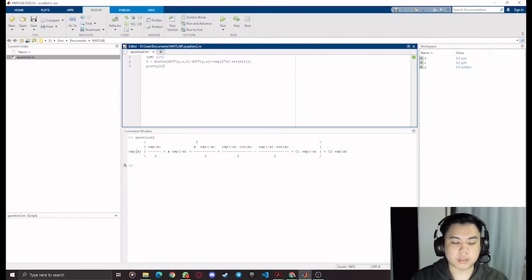That is exponent x in bracket exponent x over 2 plus x exponent negative x plus x squared exponent negative x over 2 plus exponent negative x times cos x over 2 minus exponent negative x and x over 2 plus c1 exponent negative x close bracket plus c2 exponent x, which has proven my manual calculation.